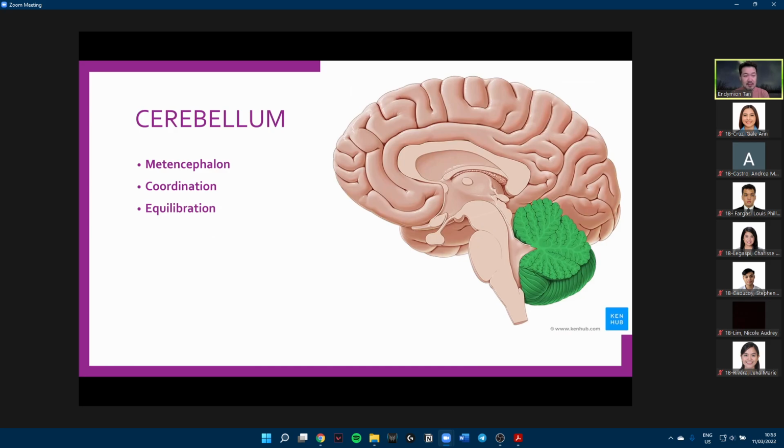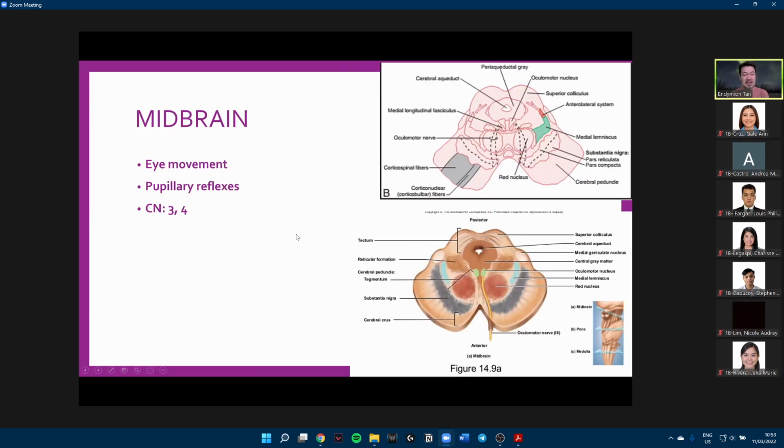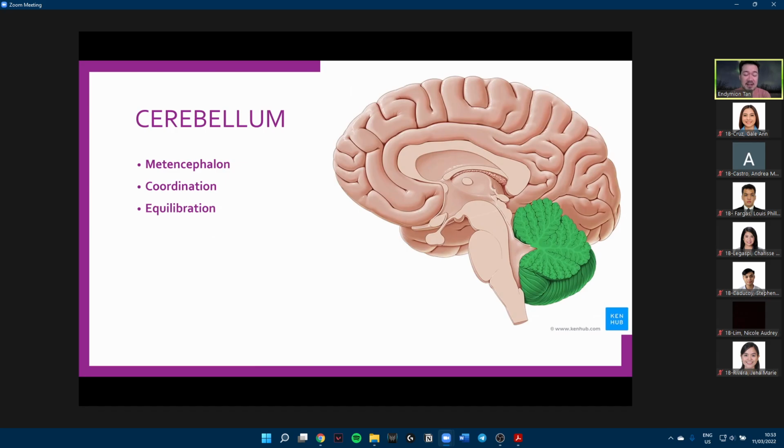Next. Oh yeah, it's here. The cerebellum. The cerebellum came from the metencephalon, which is important in the control of coordination, balance, and equilibration. And another dictum is, I told you kanina, almost all lesions in the central nervous system will give you contralateral manifestation, except in the cerebellum. In the cerebellum, you'll have ipsilateral or same-side manifestation. A lesion or a cancer, a stroke in the left cerebellum will give you loss of coordination, loss of balance on the same side, cerebellum.